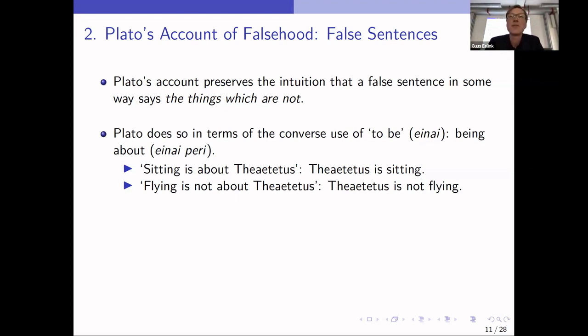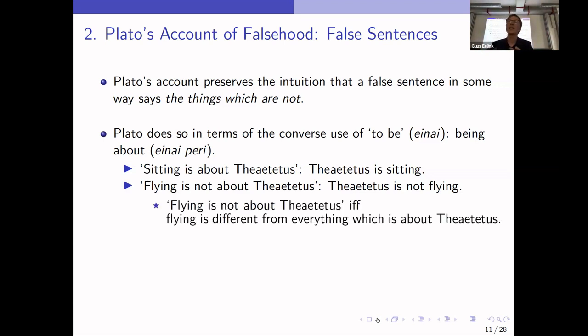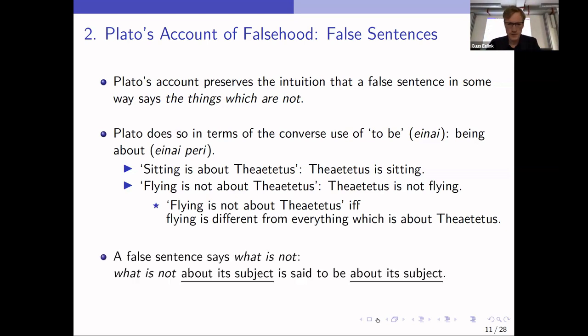Now, one might be worried here about the is not in the sentence that flying is not about Theaetetus, because after all, we are in the context of the Sophist, where we are worried about not being. We want an account of not being. But before giving his account of falsehood, Plato has already explained that this is an innocuous occurrence of is not, and that to say that flying is not about Theaetetus is just to say that the attribute flying is different from all the attributes which are about Theaetetus. So he has already analyzed this is not.